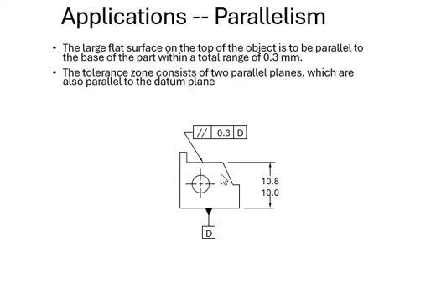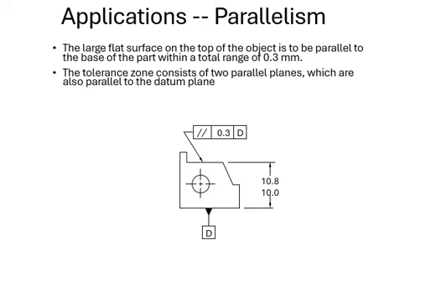All right, so we have an example. This is your part, and here is our datum reference, which is D in this case, and we have a control frame with 1, 2, 3 boxes. What we're looking at is parallelism, because of the symbol. The tolerance, the value of variance that can happen, is in the range of 0.3, and then the datum plane that you're measuring from is this one. Of course, we are targeting this surface, which is also parallel to that datum plane.